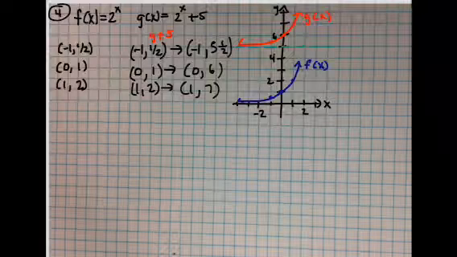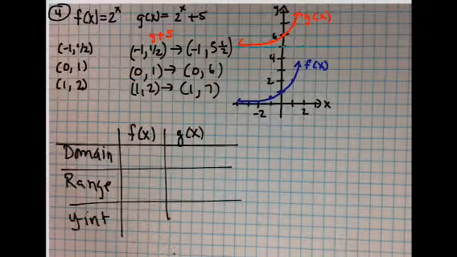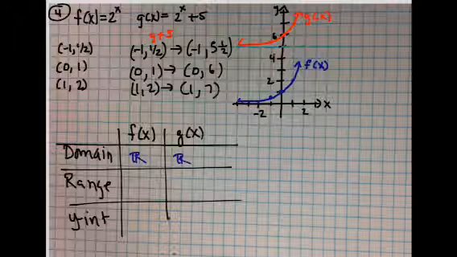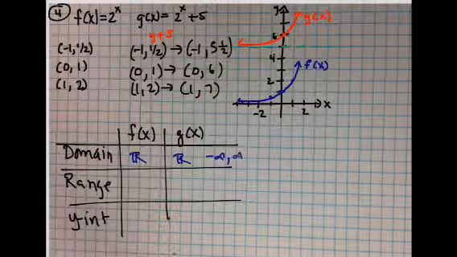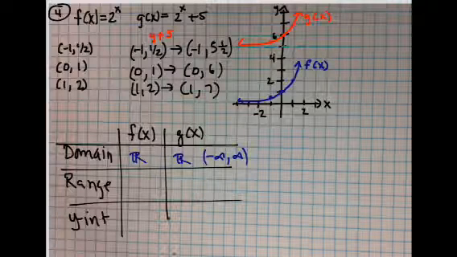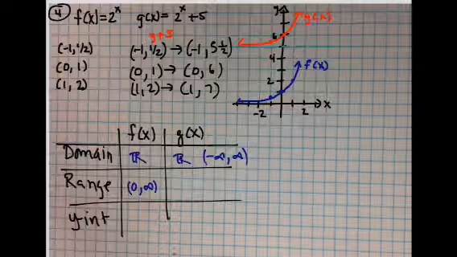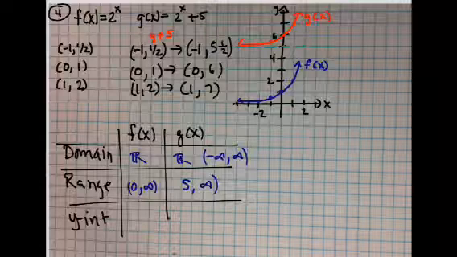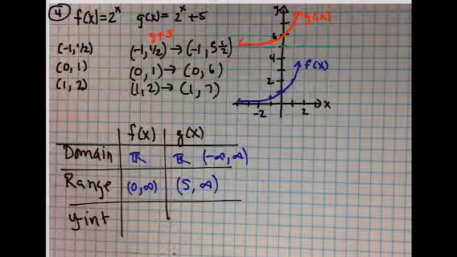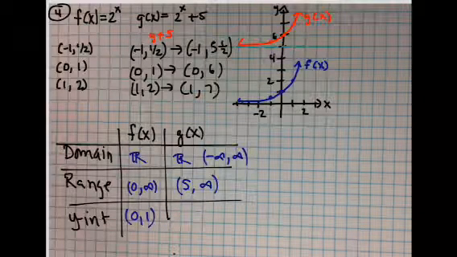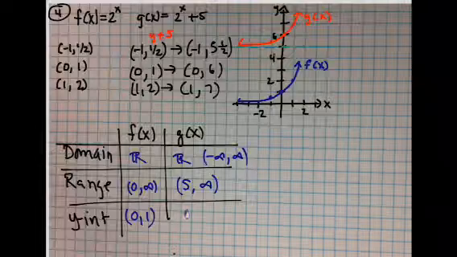Okay, so now we're going to do the domain, range, and y-intercept. The domain is always going to be all reals. I've been writing it with the R, but you could also write it like this. The range for the first one is everything greater than 0. The range for g of x is everything greater than 5, because that's what the k value is. The y-intercept for the first one is (0, 1), and the y-intercept for g of x is (0, 6).